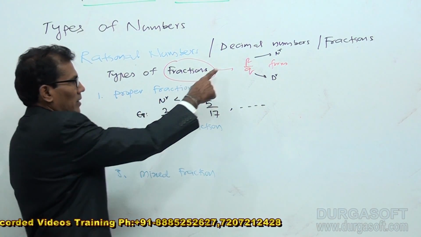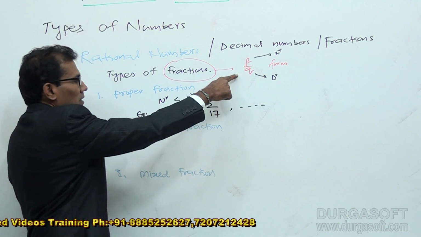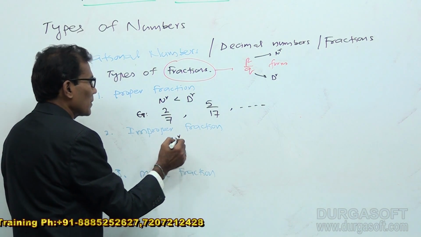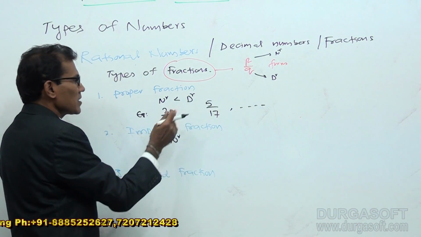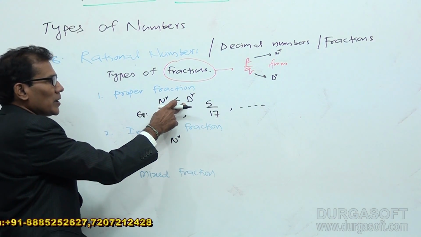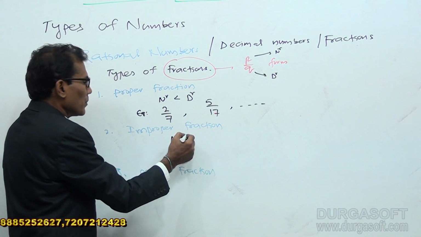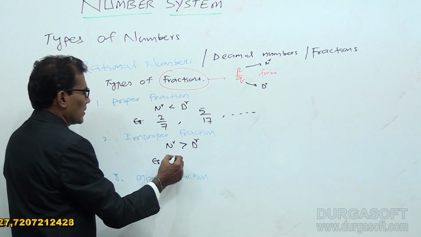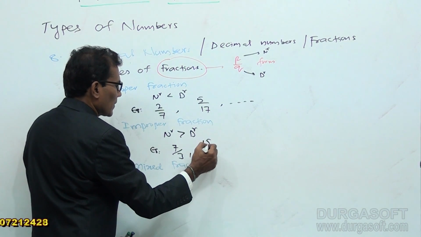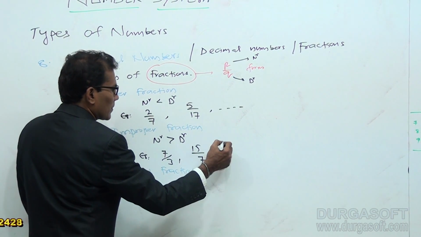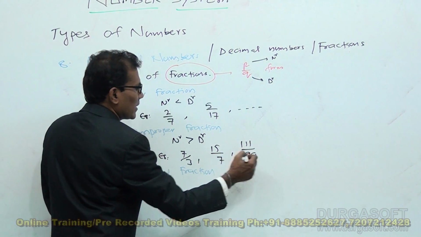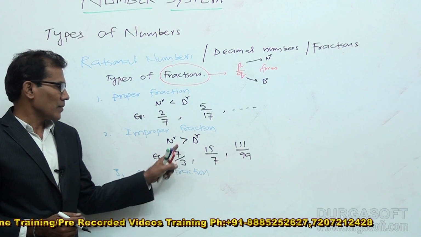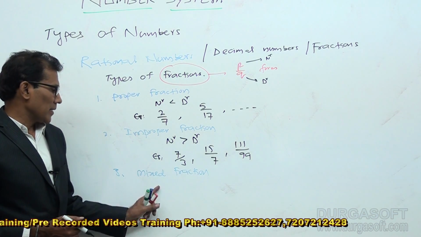Then what is improper fraction? In a fraction P by Q format, if the denominator is smaller than the numerator, it is called improper fraction. Means numerator must be big and denominator small. Just the reverse case of this. If numerator is smaller than denominator, it is proper fraction. If numerator is bigger than denominator, this is improper fraction. Say example, 7 by 3, 15 by 7, 111 by 99. In all cases, the top number numerator is bigger than denominator, which is called improper fraction.